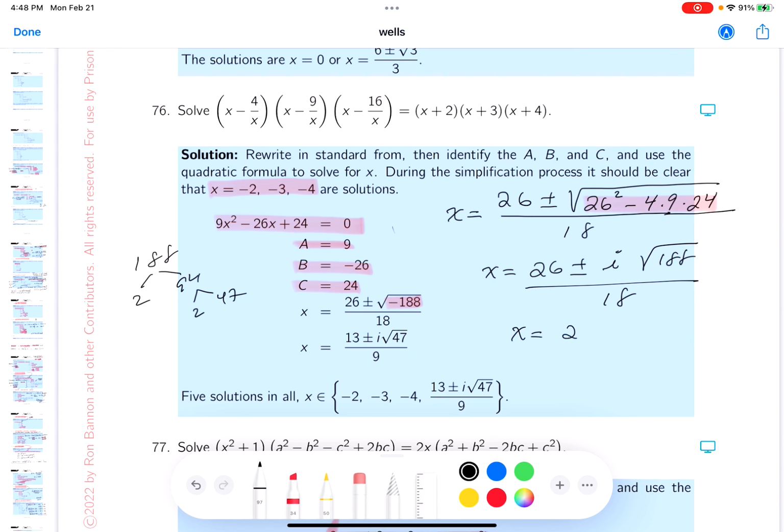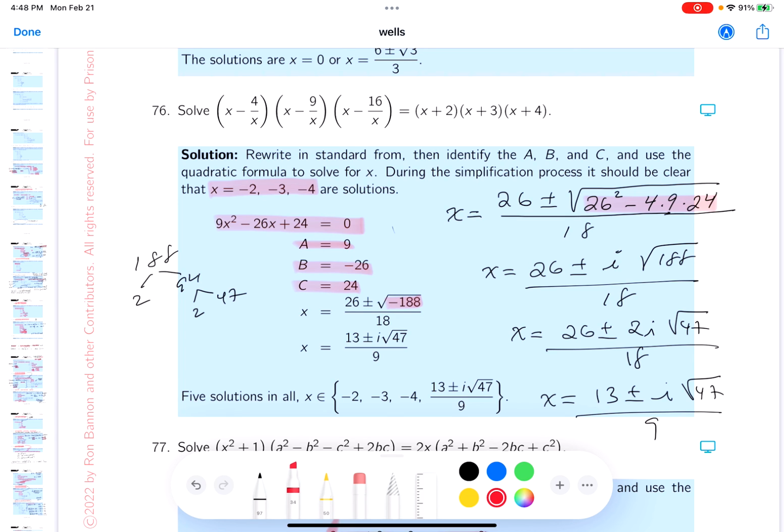You get 26 plus or minus, well, square root of 4 is 2. So 2i root 47 over 18. And then I would reduce it by 2. What do you get? 13 plus or minus i root 47 over 9. I'm dividing by 2, by the way. Do we get that for a final answer? We do. How many answers are there? There's 4 answers. Minus 2, minus 3, minus 4, and then these 2 complex numbers over here. And that's it. Thank you.